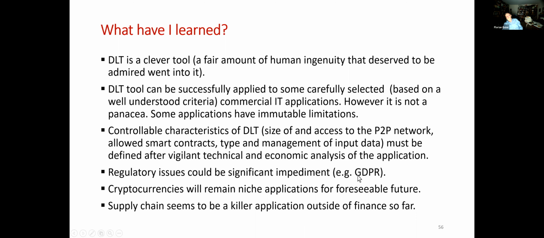Now, regulatory issues. Most of you know what GDPR is. It's a very stringent European regulation concerning private data. You have to be very, very careful implementing applications that deal with customer data. There are rules. This remains a niche application because, despite the expectation that Bitcoin would become a universal currency and replace dollars or euros or Swiss francs, it's not going to happen in the foreseeable future. And supply chain, based on the examples I gave you, seems to be a workable application. There are tangible benefits there. That is all.